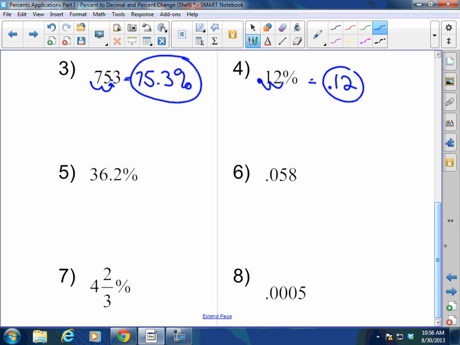36.2%. Okay? I got 36.2%, and I want to make that a decimal. So I'm going percent to decimal, 1, 2 to the left. So I've got 0.362. 0.058 to percent. I'm going to go 1, 2 to the right. So I've got 5.8%.